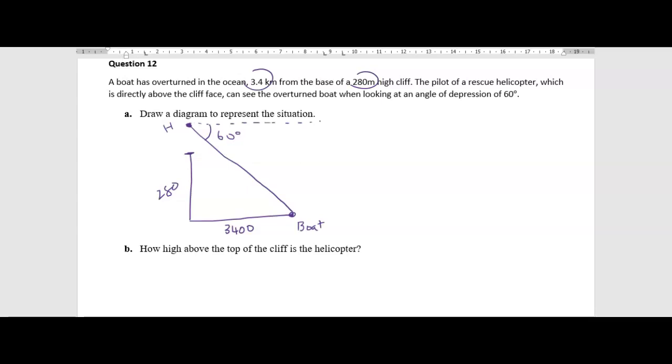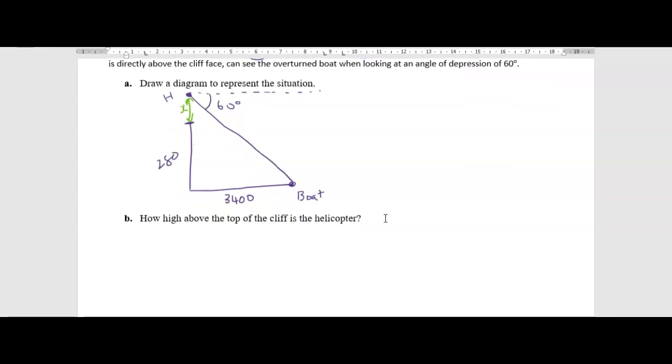Now, question B, what we want to know is this distance here. I think I just accidentally pressed the button on my pen. Okay, so we want to know this distance here for part B, so I'm going to call that x. Now, just redrawing that larger triangle. Okay, so that's 60, this is 3,400, and let's call this y. So y is going to help us calculate x.